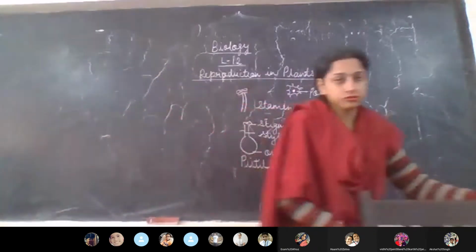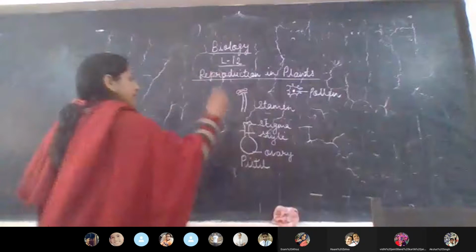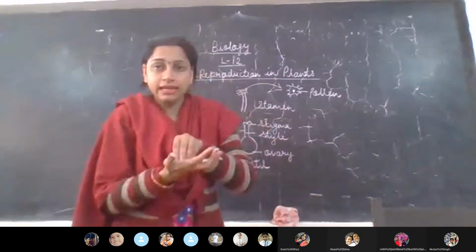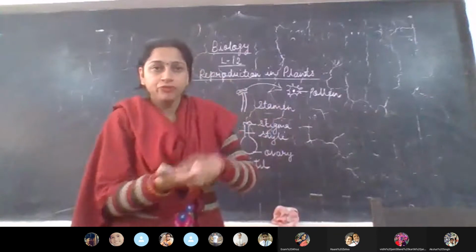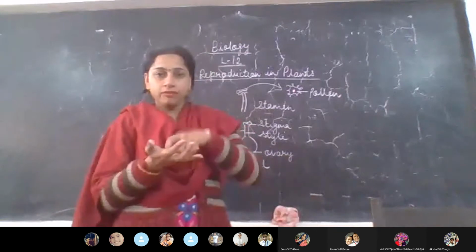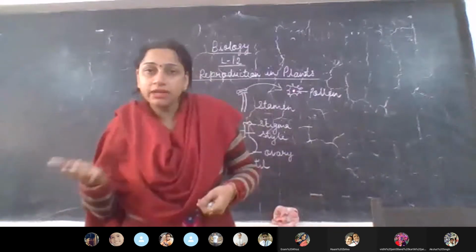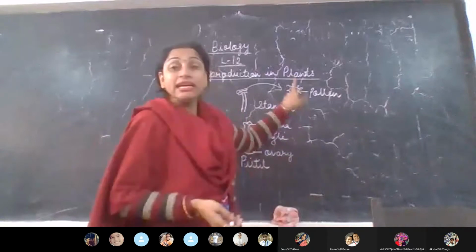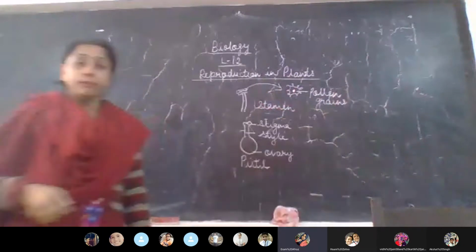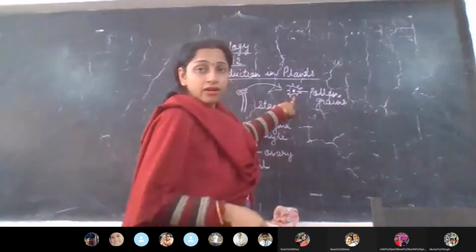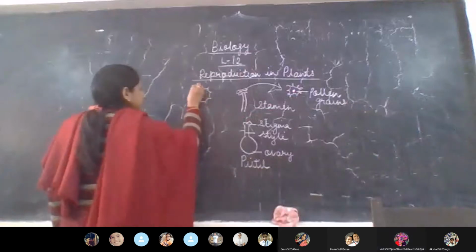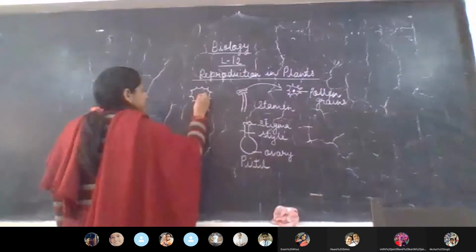So we learned that if you take the anther and keep it on a glass slide and tap it with the help of a needle, you will get some yellow colored powder. If you observe that powder with the help of glycerin or water under the microscope, you will be able to see the pollen grains, and these pollen grains are of this shape. Is this clear to everyone?